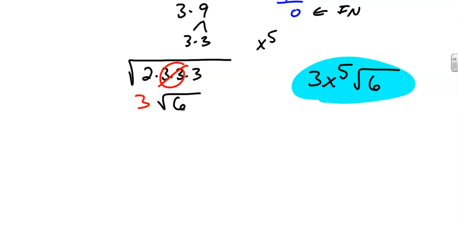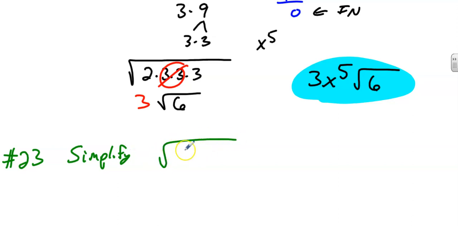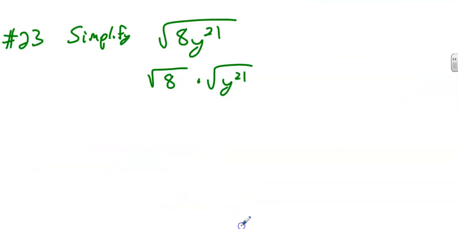Okay, 23, same type of question, just different numbers, still a simplify. This one is the square root of 8 and then y to the 21. Okay, same thing as the one before. Break it up into 2 parts. When you do the square root of 8, again, if you start to break it down, there's only one way to break it down, really.